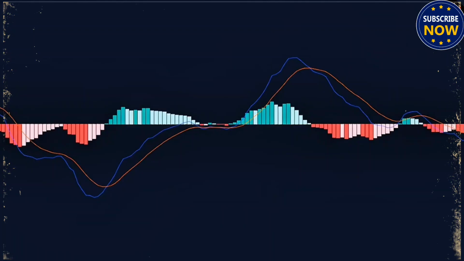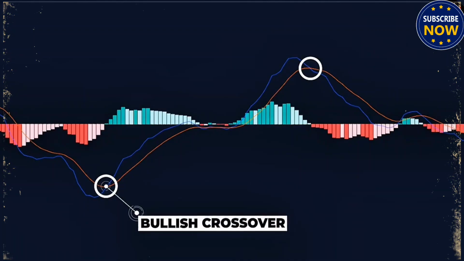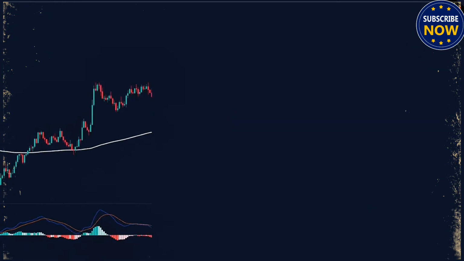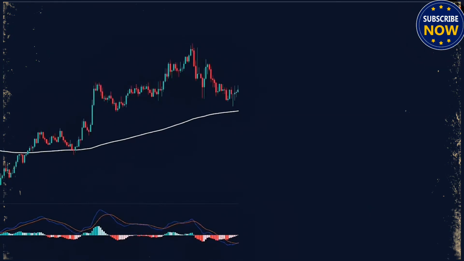What we're looking for here is a MACD crossover. When the MACD line crosses above the signal line, it's a bullish signal. When the MACD line crosses below the signal line, it's a bearish signal. Those might sound like a lot, but don't worry. Once you see it in action, it will all click. So let's jump into a real chart and I'll show you exactly how to apply this step by step from spotting the trend to taking the entry.